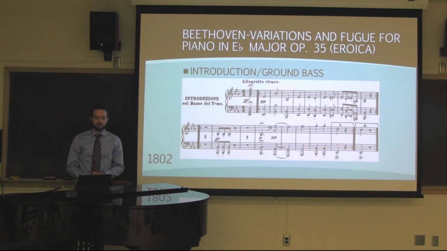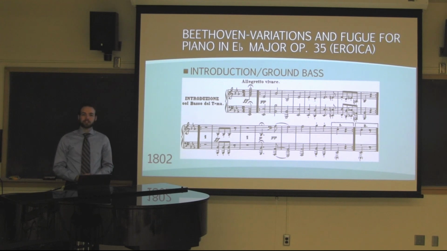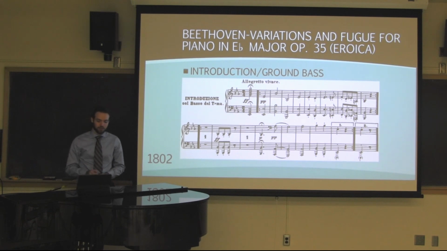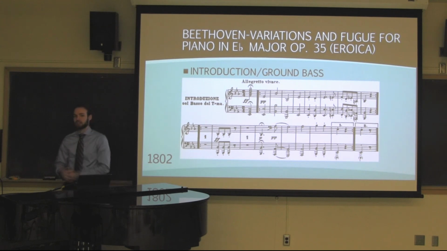Moving on to Beethoven, Variations and Fugue for Piano in E flat, Opus 35, Eroica. This actually gets the name Eroica because this bass line and thematic material is exactly what Beethoven used just about a year later in his 3rd symphony. So he's using the same material in this piano variations and then in his orchestral symphony.